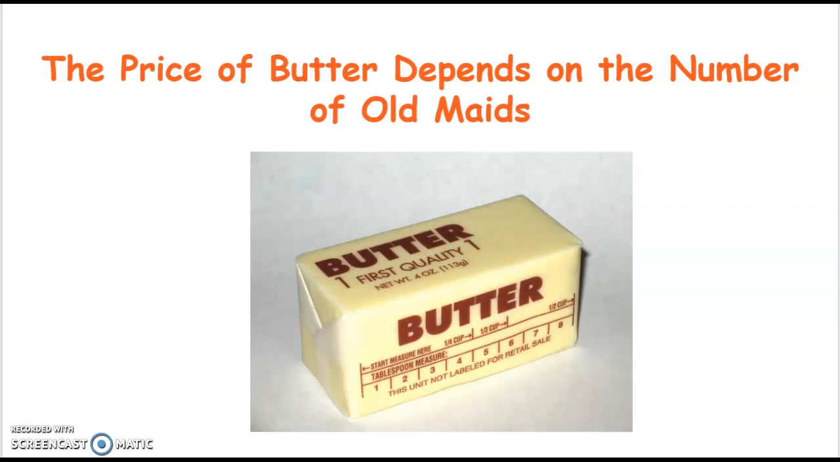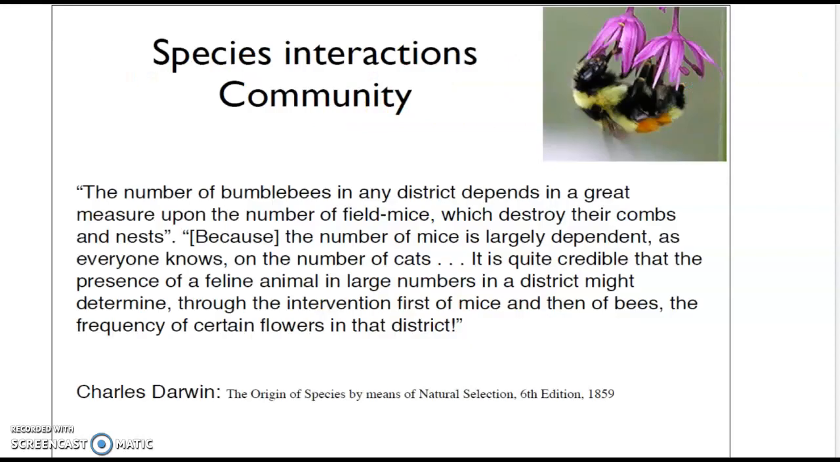I'm going to explain the following statement. The price of butter depends on the number of old maids, by looking at interspecific relationships. These are relationships where the organisms come from two different species. So this is a quote from Charles Darwin's The Origin of Species.